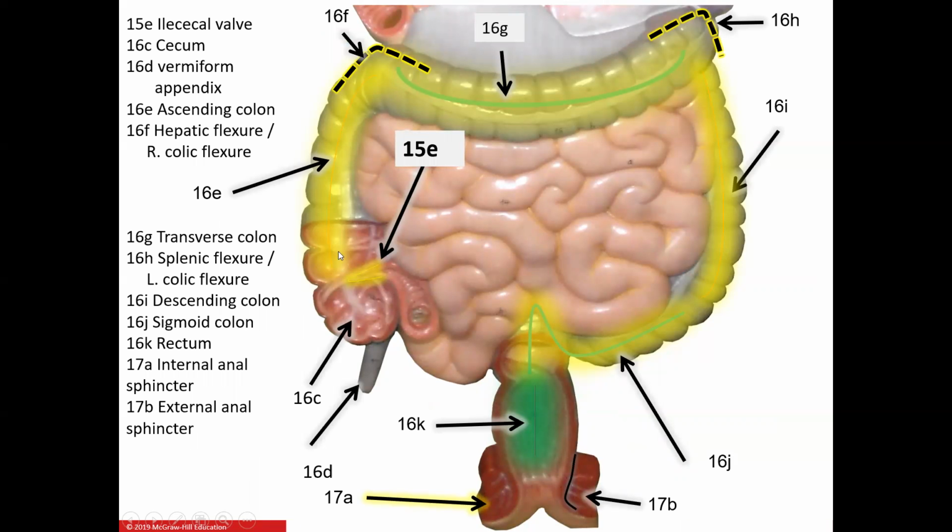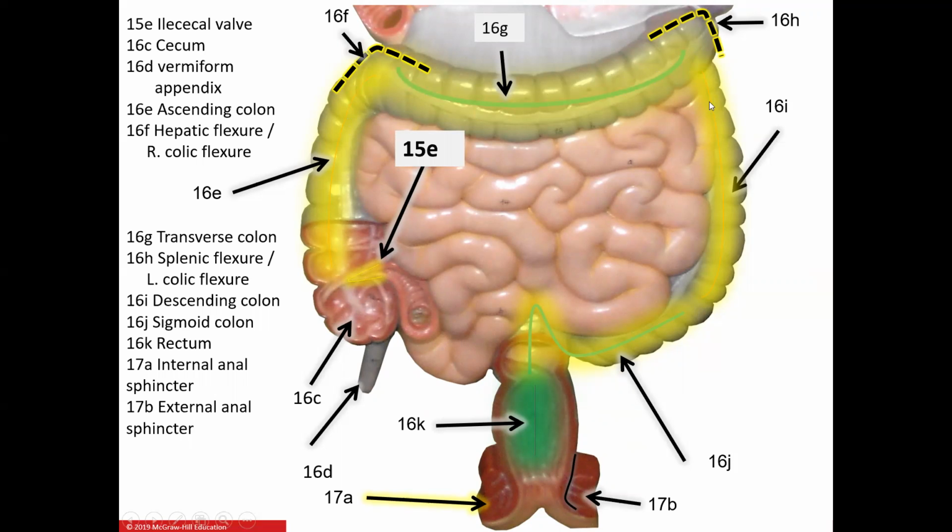On further notice, as we get into the large intestine, we have the cecum down here, this outpouching with our vermiform appendix hanging off the end. Then we have our ascending colon, which comes to a curve here. That is known as the hepatic flexure, also known as the right colic flexure. Then we have our transverse colon that goes from the right side of your body over to the left. Then it comes to another curvature here, and that's known as the splenic flexure or the left colic flexure.